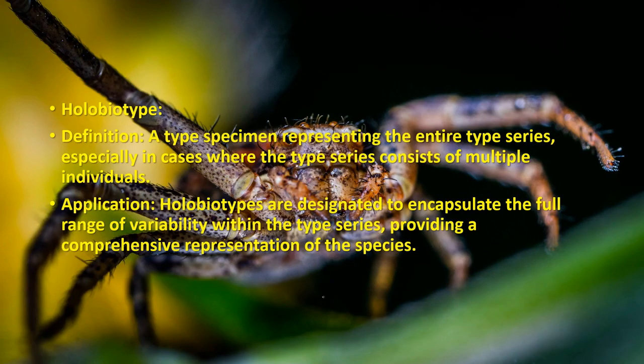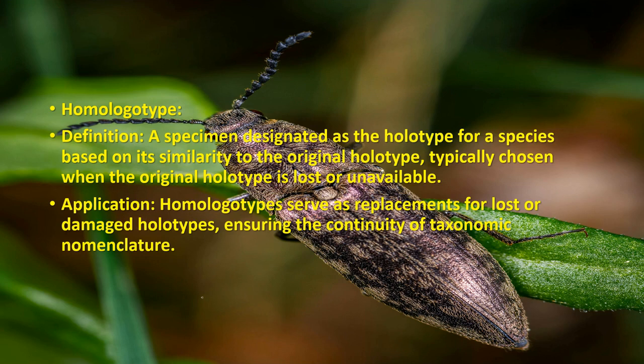Holobiotype, a type specimen representing the entire type series, especially in cases where the type series consists of multiple individuals. Holobiotypes are designated to encapsulate the full range of variability within the type series, providing a comprehensive representation of the species. Homologotype, a specimen designated as the holotype for a species based on its similarity to the original holotype, typically chosen when the original holotype is lost or unavailable.